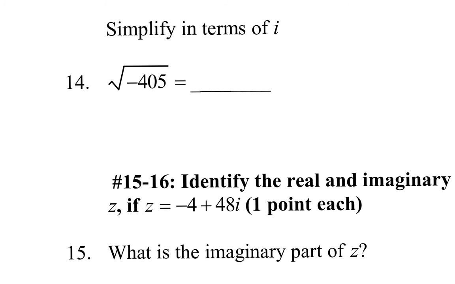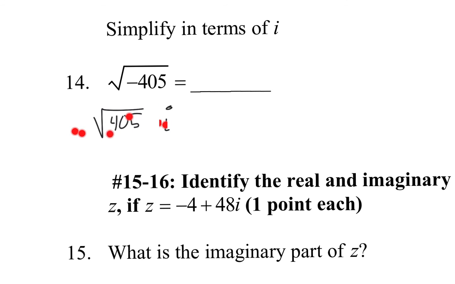Let's also do number 14. On 14, we're going to simplify this in terms of i. Whenever we're simplifying a square root, just like I just did, we need to pull out the negative, make it an i first. So the very first thing we do is call this square root 405, and then we have an i on the outside. I often like to put the i in the front. It doesn't really matter, just as long as you don't put it inside the square root.